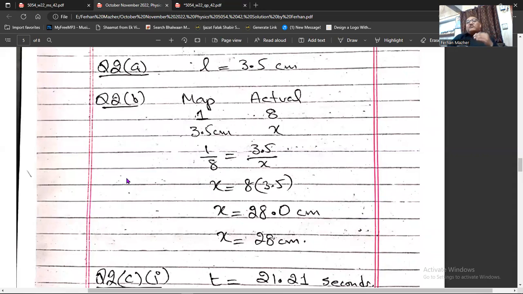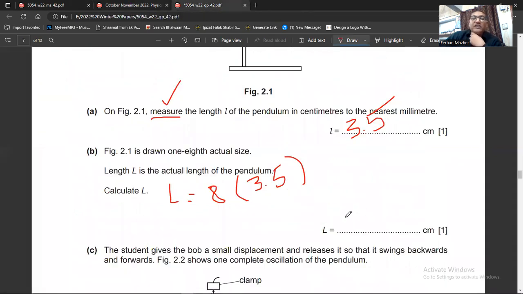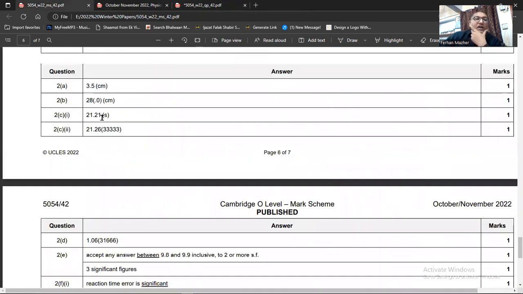On the map, we have 3.5 centimeters. In actual, how much will it be? This is called the proportion method. So 1/8 is equal to 3.5 by x. So x will be equal to 8 multiplied by 3.5. That will be 28 centimeters. So the actual length is 28 centimeters. Let's check. 28 centimeters is the right answer.